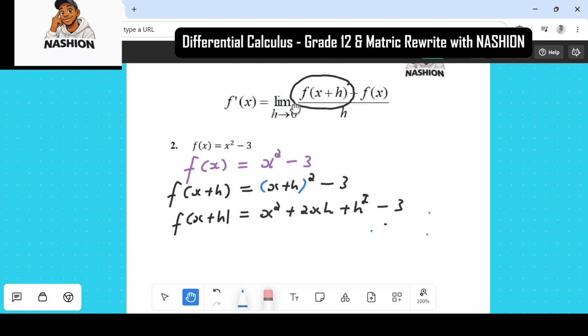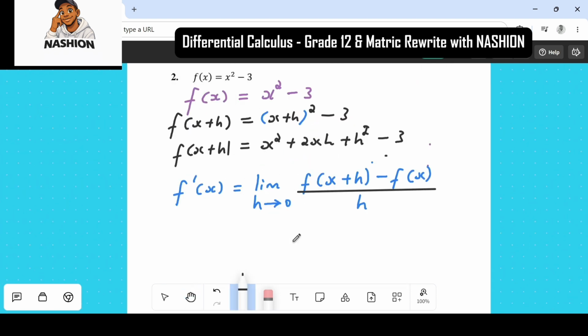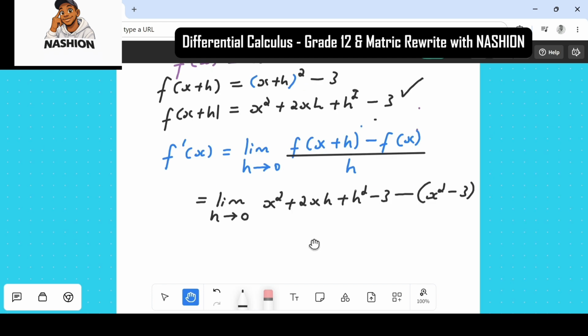The first principles formula. So we're going to be substituting what we have, which is f of x plus h, into the first principles formula. So we start by writing limit as h approaches 0. Where there is f of x plus h, we substitute what we got up there. That's x squared plus 2xh plus h squared minus 3. In the formula, what comes next is minus f of x, which is our original function up there, x squared minus 3. So in brackets, we substitute x squared minus 3 all over h.